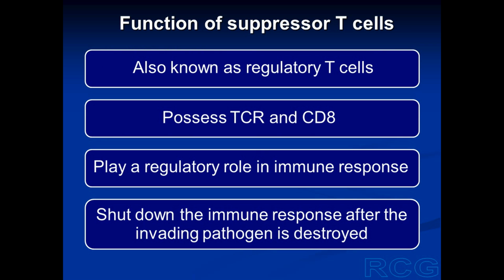The third type of T cells are suppressor T cells. They are also known as regulatory T cells. Like other T cells, they possess the T cell receptor. And the co-receptor which is present in these cells is CD8. The function of suppressor T cells is to regulate the immune response. They regulate the magnitude of the immune response, and they shut down the immune response when the pathogen, the infecting microorganism, has been destroyed.